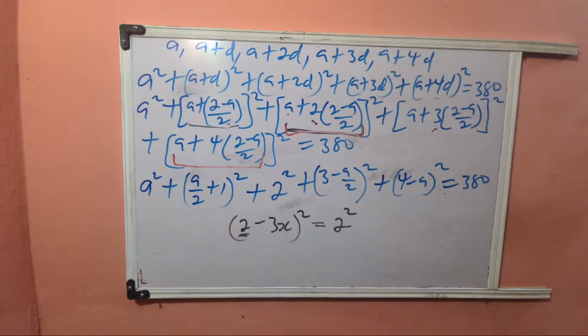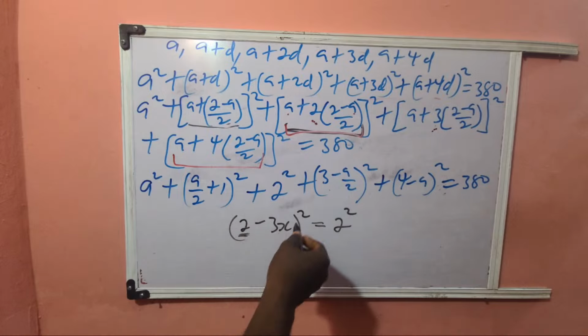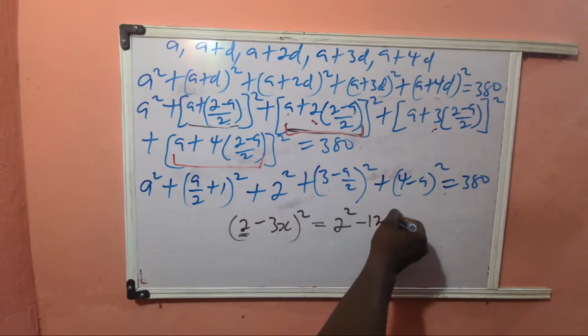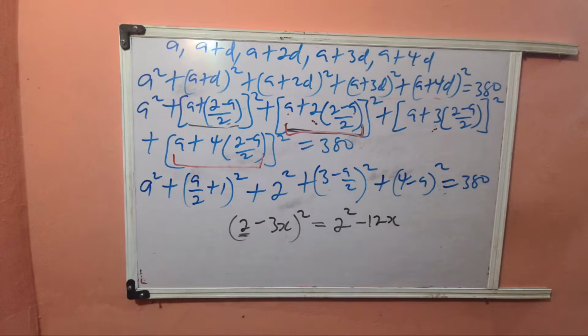So what's 2 times 2? That's 4. 4 times minus 3x will be minus 12x. I'll just write that here, minus 12x. That's the easy way of doing this.